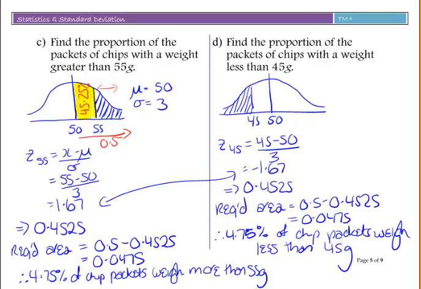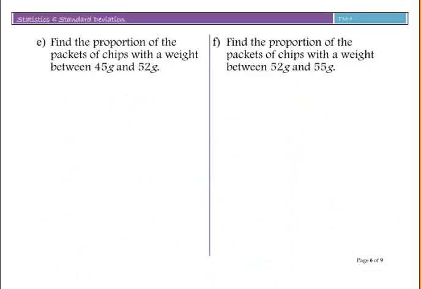Okay, so these diagrams are really important because you know that your table's giving you the proportion between the mean and the value. So you need to note that this value here is 0.5. You have to use that information. So let's look at the next one. Find the proportion of the packets of chips with a weight between 45 and 52 grams. Again, draw a picture. I might move it over a bit.